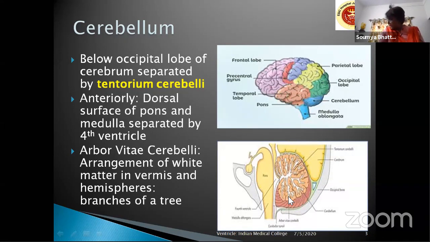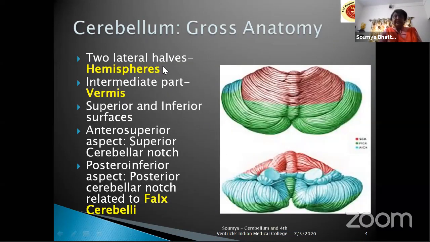Going to the next slide, you can see that the gross anatomy of the cerebellum shows two lateral halves, the hemispheres. There are two hemispheres on either side, and the intermediate part is the elevated portion, which is known as the vermis. So, my dear students, you can see the vermis, you can see the hemispheres. Now, this is basically the superior surface. Go to the diagram below. That is the inferior surface.